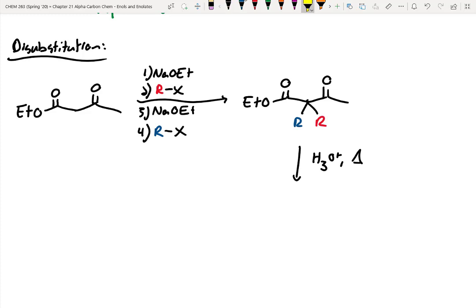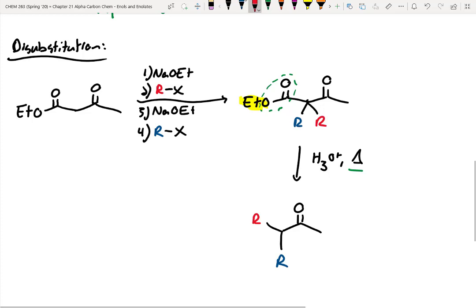And like I said, the acid's going to convert this ester to a carboxylic acid. And then the heat portion of this is going to blow off this CO2. And what this will do is it will leave us with a dialkyl-substituted methyl ketone, where we would have 2 different alkyl groups coming off of this alpha position.